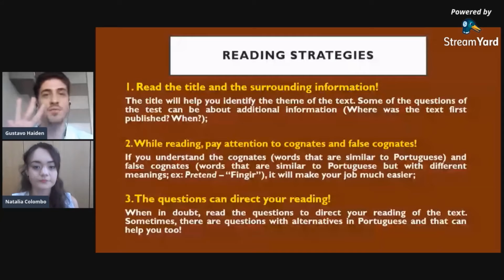So the three strategies are: pay attention to the title and the surrounding information, also pay attention to cognates and false cognates, and if you want to, read the questions first, and that can direct your reading. Okay, guys? Do you have your strategies for reading?